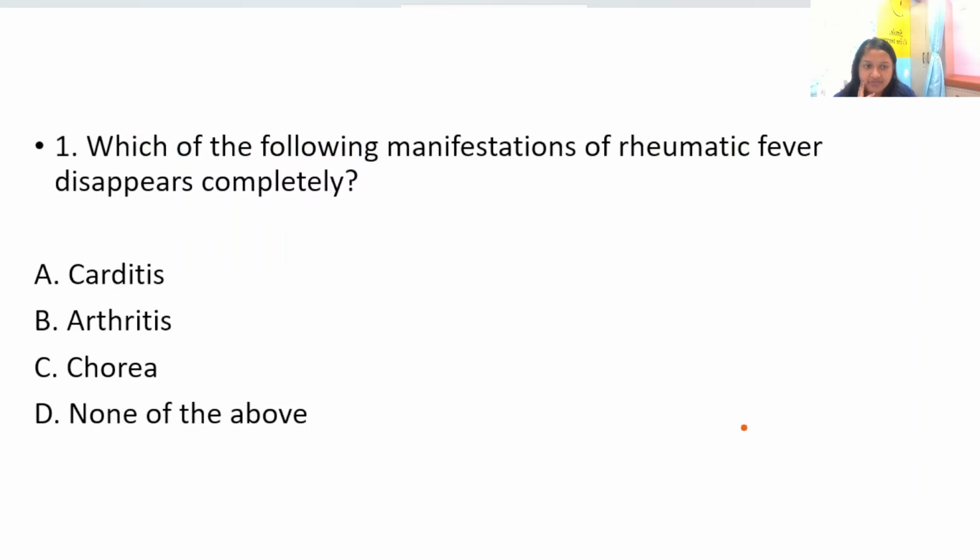Which of the following manifestations of rheumatic fever disappears completely? We all know that carditis and its complications or sequelae, they stay. MR, MS, right? Aortic stenosis. These are the complications or sequelae following carditis in rheumatic fever. Chorea requires treatment following rheumatic fever episode. Arthritis, migratory polyarthritis disappears completely after the acute episode. So this is the right option.